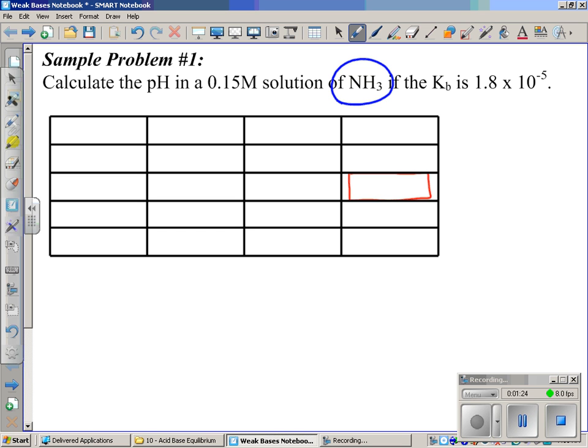But when you're reading your problems, for now, you're going to look to see if your substance is an acid or a base. Again, it's an acid if it starts with H. If it doesn't, it's a base. That pretty much is your rule of thumb until we get to salts, and we'll add that part in.